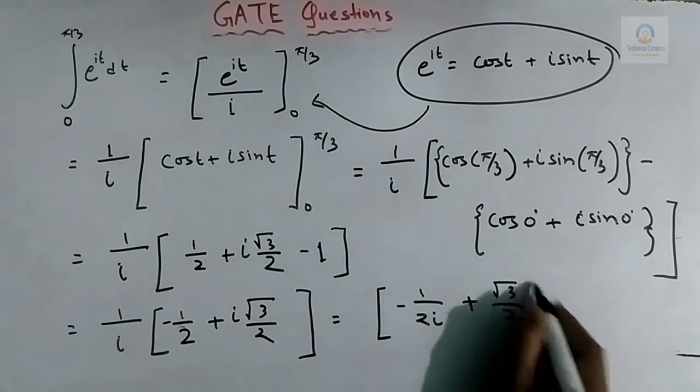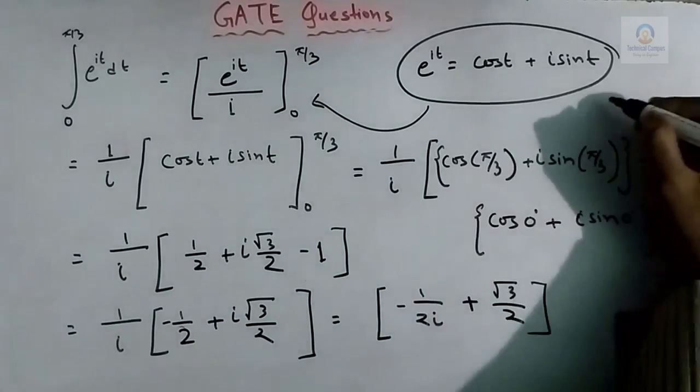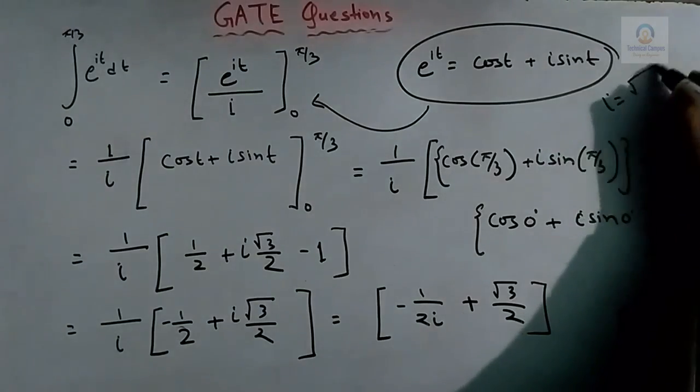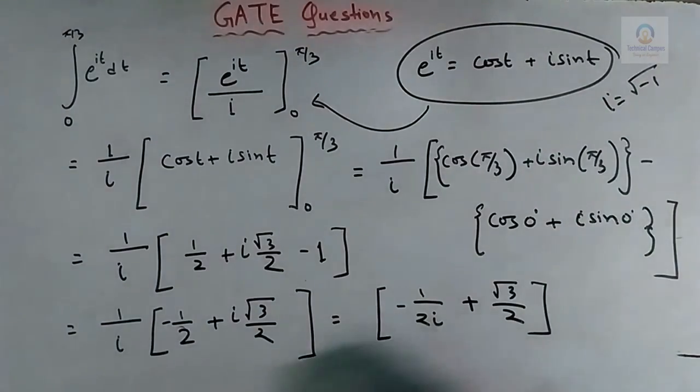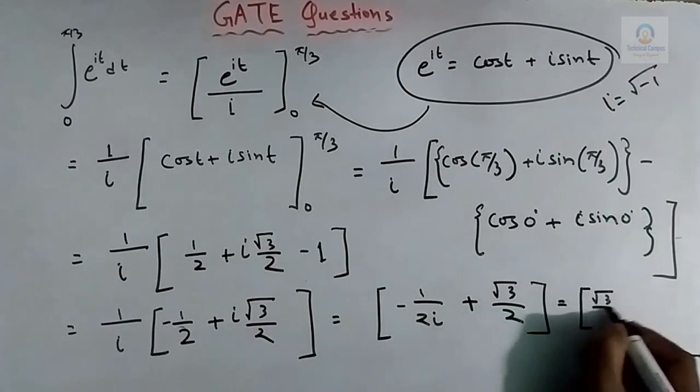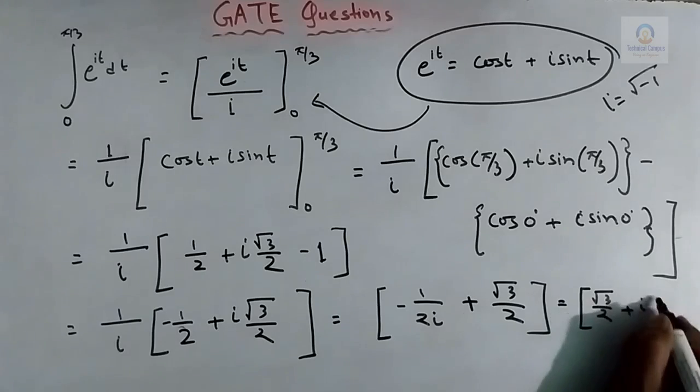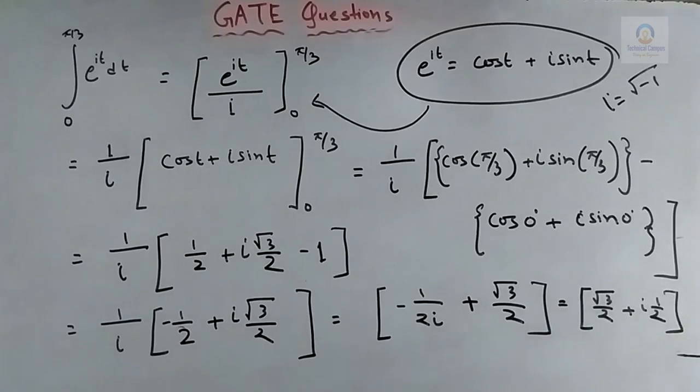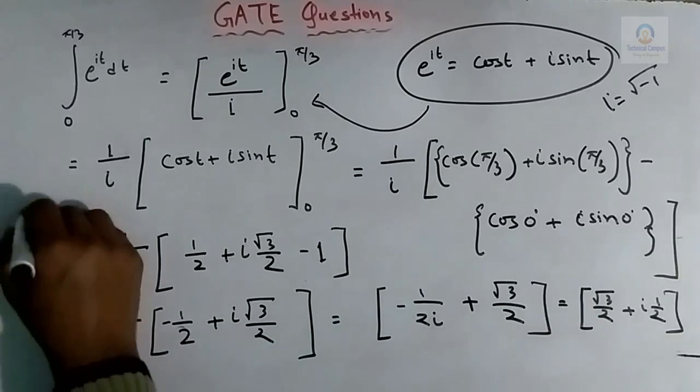Now in the question it is mentioned that i is equal to root under minus 1, so we can write it as root 3 by 2 plus i into 1 by 2. Okay, so the correct answer is option A.